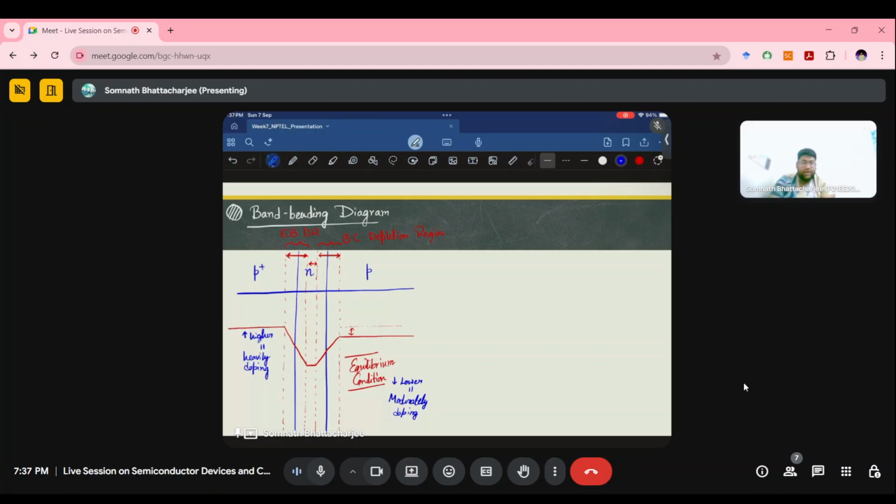If we are just twisting it around, so if it is a P and P plus, then the band bending diagram will just be opposite of this. Another thing to mention is that this is the emitter part, this is the base part, and this is the collector for these cases. So this is the basic band bending diagram, and based on application of different voltages, it will change, and the change will be very similar to that in a normal diode.